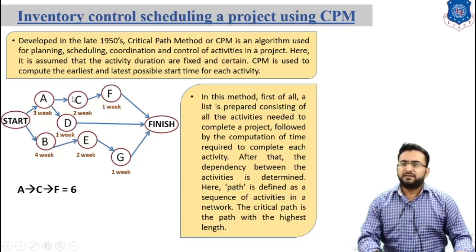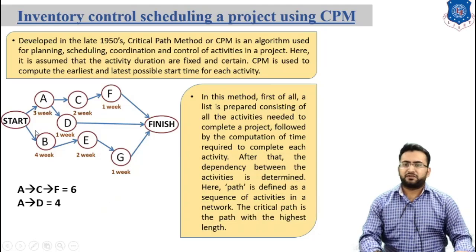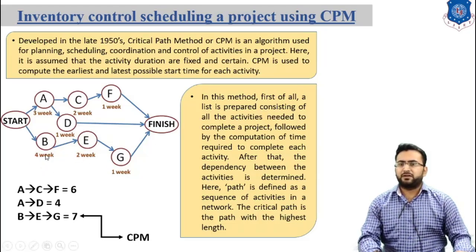Now there is a second path for completion of the project, which is A and D. Summing activities A and D, we get 3 plus 1, which equals 4. There is a third path, which is B, E and G. Activity B takes 4 weeks, activity E takes 2 weeks and activity G takes 1 week. Summing 4 plus 2 plus 1, we get 7.